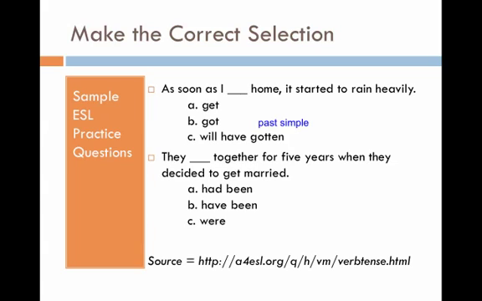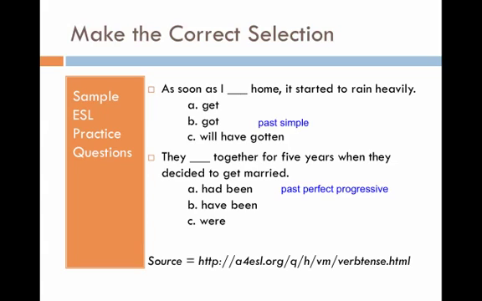What about the next one? They had been together for 5 years when they decided to get married. They have been together for 5 years when they decided to get married. Or they were together for 5 years when they decided to get married. Past perfect progressive. They had been together.